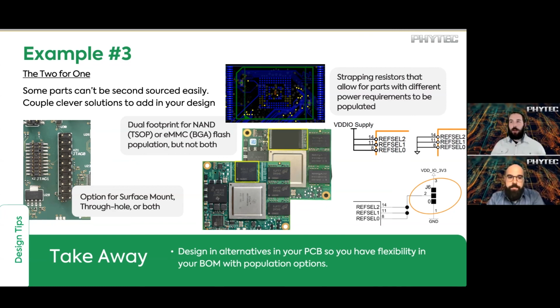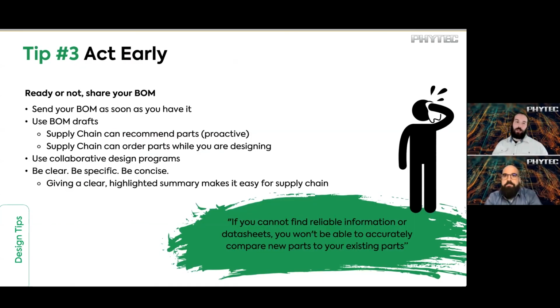So tip 1 was to make use of your resources, expand your network, and make use of those people in your company. Tip 2 is to make wise decisions in allowing for second sourcing and always having at least a second source or a second source option if possible. Tip 3 is to act early. So acting early means share your thoughts and your BOM basically as early as possible.